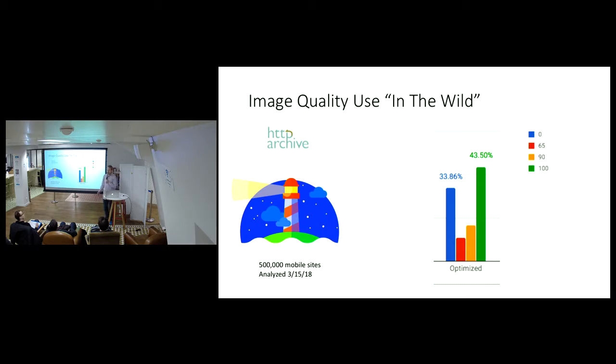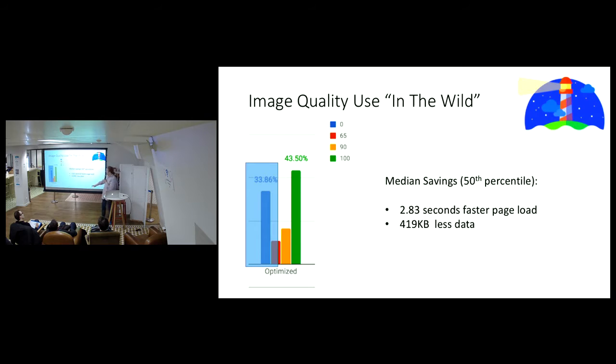If we look at the HTTP Archive, we find that 43% of websites pass this, but a full third of the internet is failing this completely. Those sites that fail it on a 3G network would be 2.8 seconds faster and use 400 kilobytes less data if they optimized.